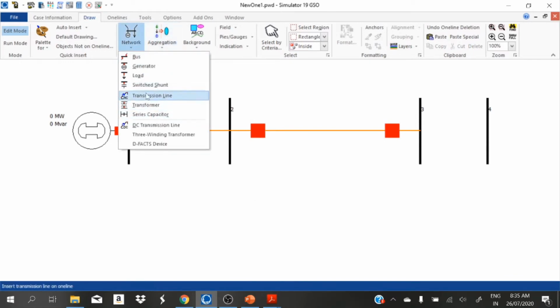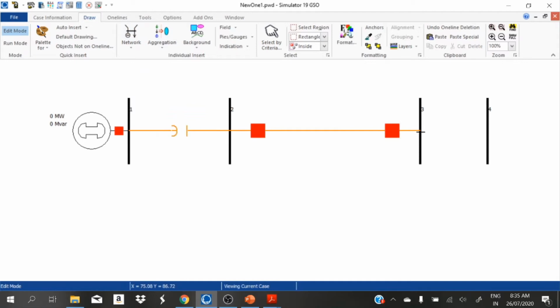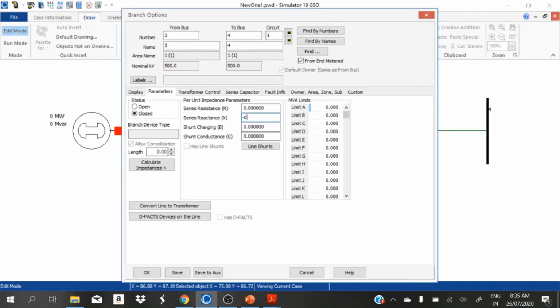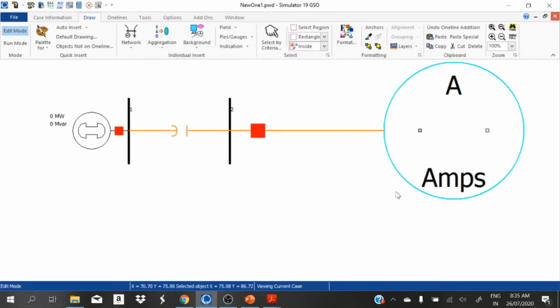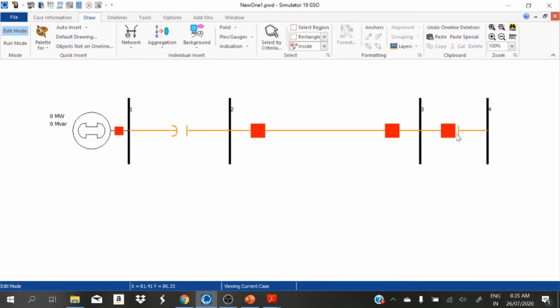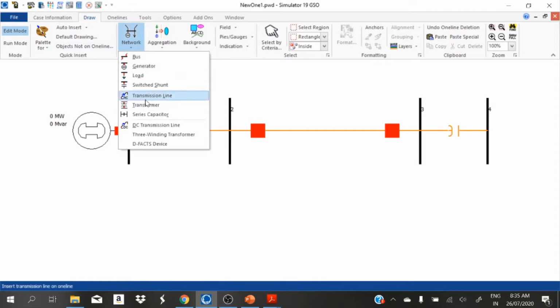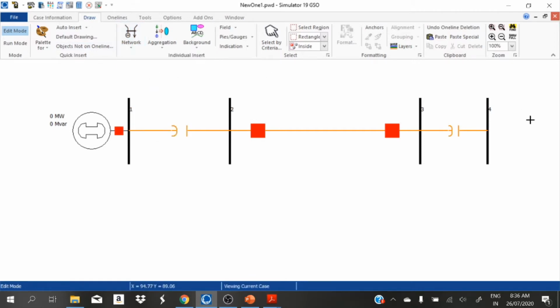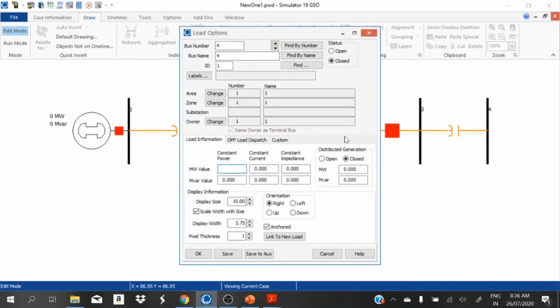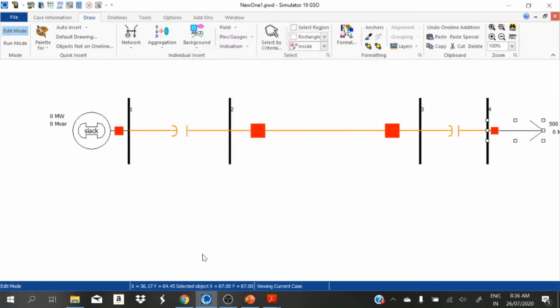Now we connect another series capacitor of the same value between bus 3 and 4, minus 0.0051. Now at last we connect the load. At bus 4 I connect a 500 megawatt load.